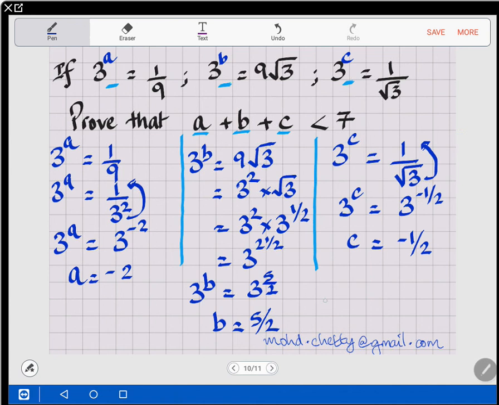Donc, a plus b plus c is minus 2 plus 5 over 2 minus half égale what? Ça fait 2,5, et ici le négatif de 2,5. 0. Prove that a plus b plus c is less than 7. 0 is less than 7. Voilà la réponse.